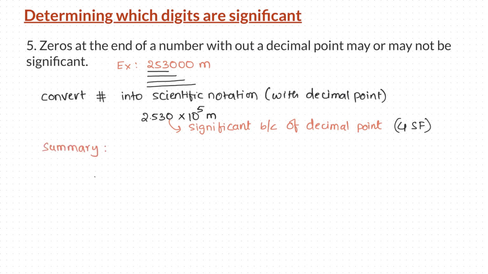To summarize, we can break down the rules into 2 categories. 1. For non-zero digits, all are significant.